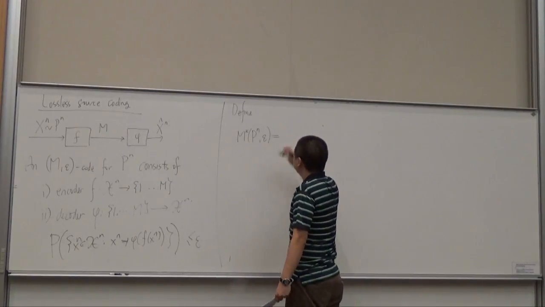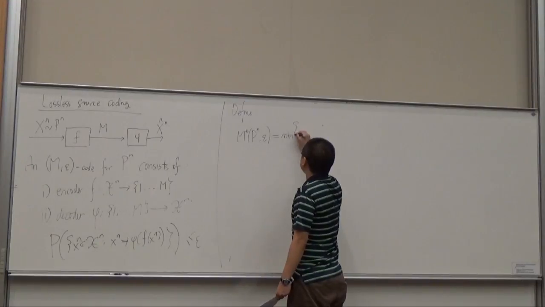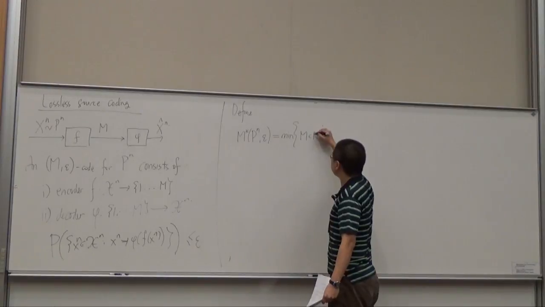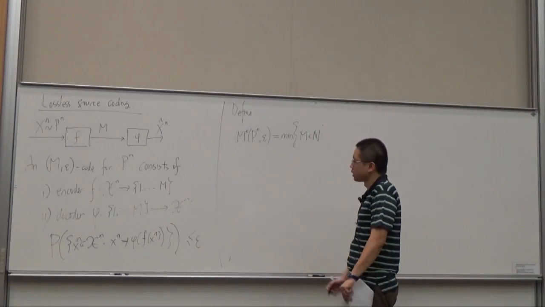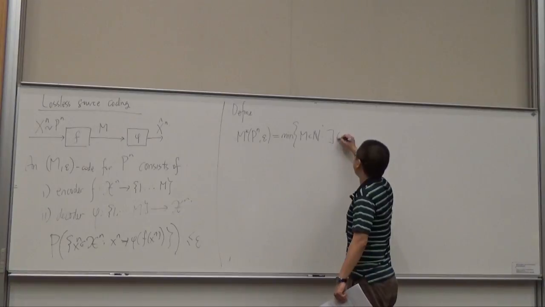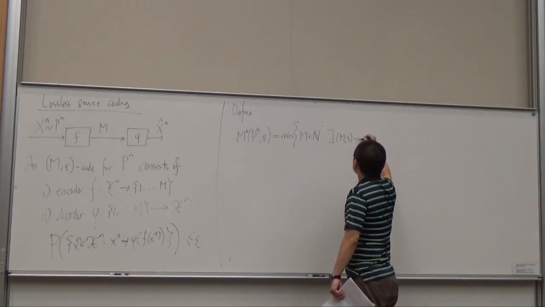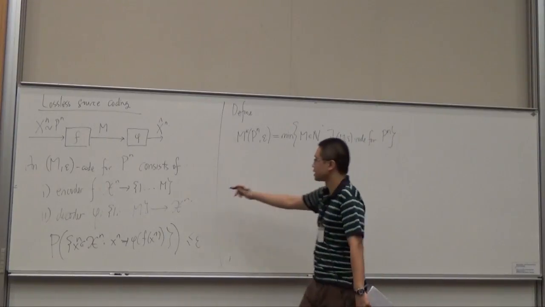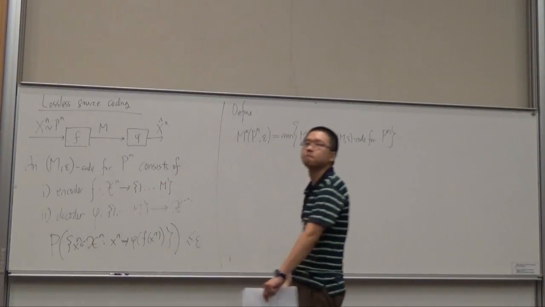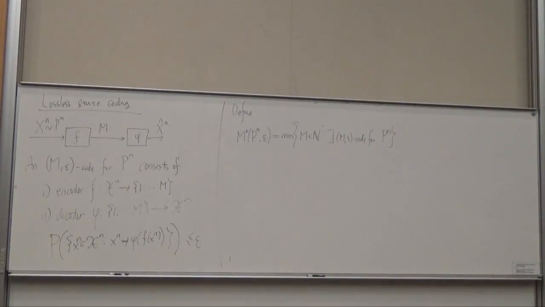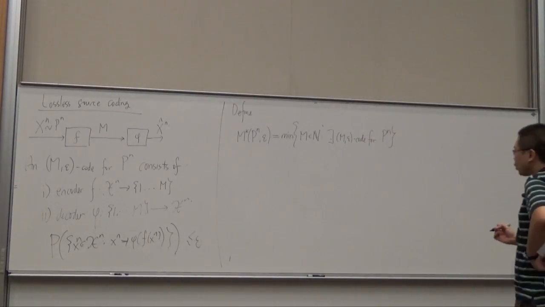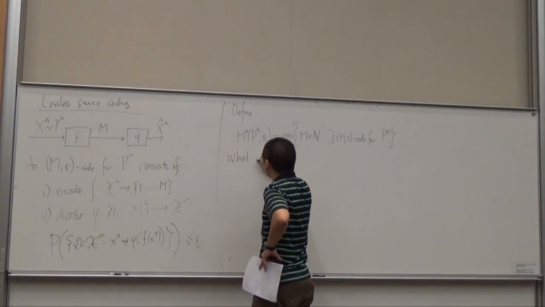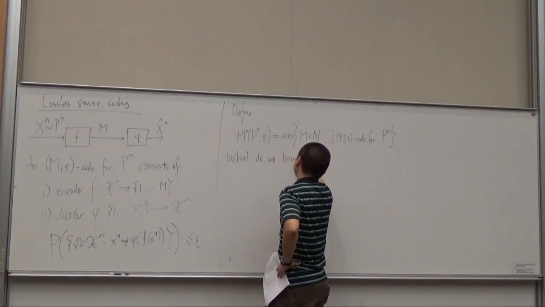What is this? This is defined to be the minimum. In source coding, what we want to minimize is M, which is an integer, subject to the condition that there exists an (M, epsilon) code for the source P. And this object has already been defined, exactly here. So this is some quantity that we want to get a handle on. And what do we already know? Well, we know a lot about this.